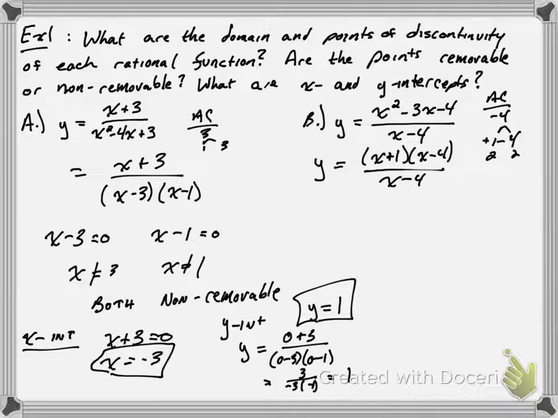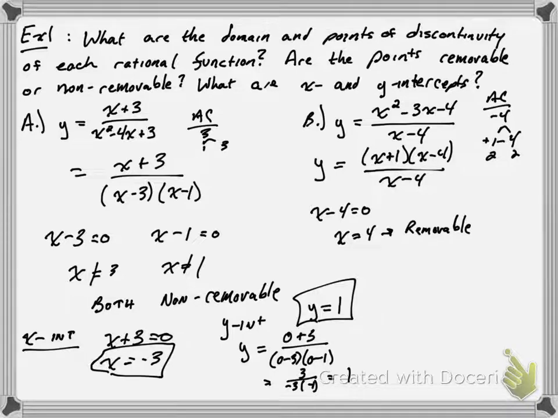Again, with points of discontinuity, I take my denominator, x minus 4, and set it equal to 0. So x equals 4 is a point of discontinuity. Now, is it removable or not removable? We see that it cancels. That's what we call a hole, so that's a removable point.